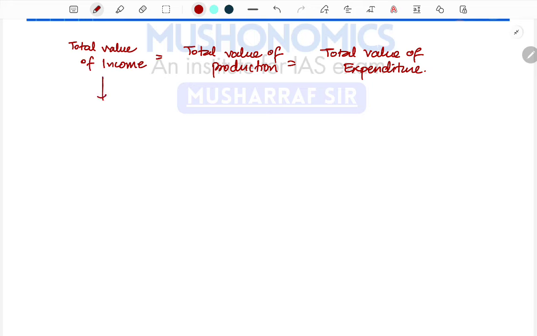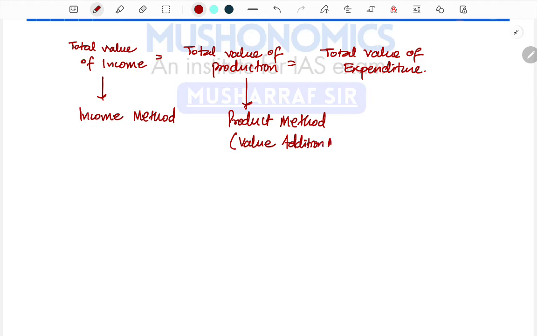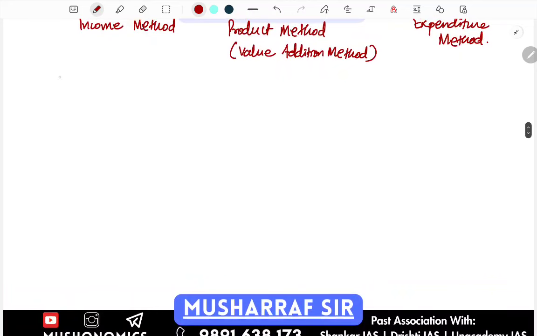And from here we get the calculation of GDP by income method, calculation of GDP by product method, also known as value added or value addition method, and this is known as expenditure method, right? So these are the three methods that we have to discuss, that is how to calculate GDP. So let's start with the first method, that is income method.